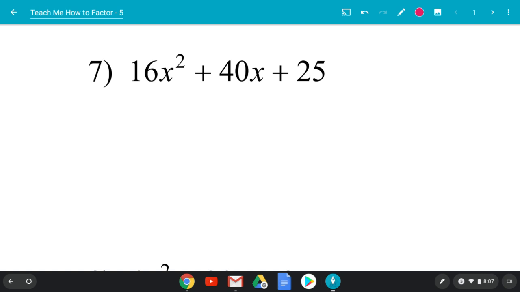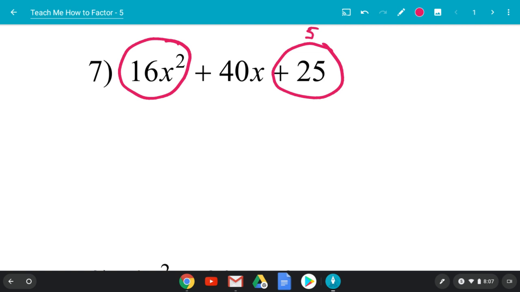Cam? Perfect squares. What are they? 16 and 25. There's two perfect squares. Okay, that ought to jump off the page at you. Those numbers are special. So we're thinking this might be a perfect square trinomial. Well, what's the square root of 25? And the square root of 16? 4 times 5 is 20. 20 doubled is 40. So guess what? This is a perfect square trinomial.